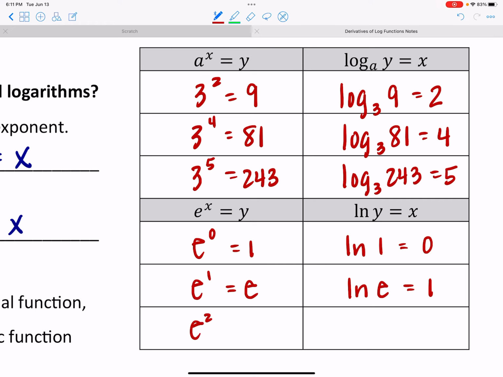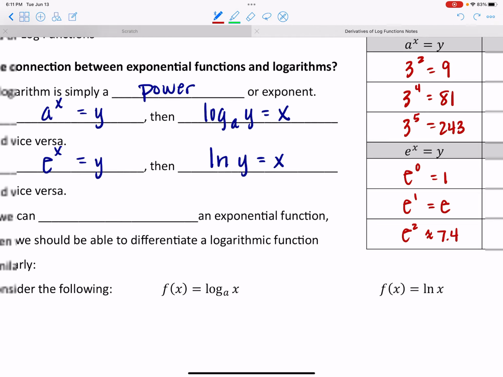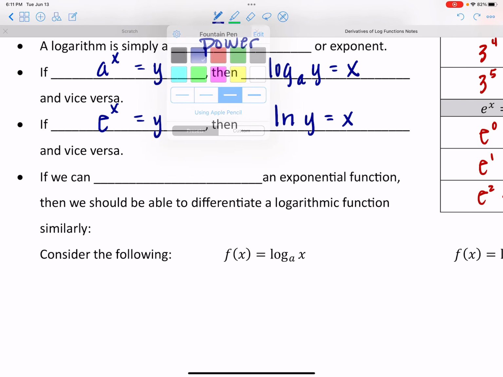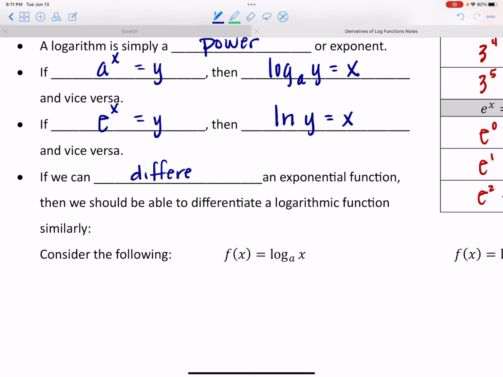Or if I square e, I get approximately 7.4. So then the natural log of 7.4 would have to be approximately 2. All right, these are all saying that e to the power of 0 makes 1, e to the power of 1 makes e, and e to the power of 2 makes 7.4. So we read them a little differently when they're in log form, but essentially these are two ways to say the same thing. So if we can differentiate an exponential function, we should be able to differentiate a log function in a similar fashion. If we can differentiate one, we should be able to take the derivative of the other.